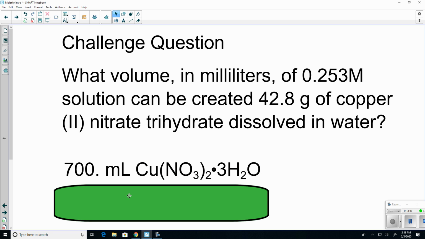Here is the final answer for that problem. Your homework tonight will have 3 questions where you need to solve for the molarity. It will have 3 questions where you need to solve for the number of grams. And it'll have 3 questions where you're solving for the volume of the solution. And that completes our audio notes on how to do molarity calculations.